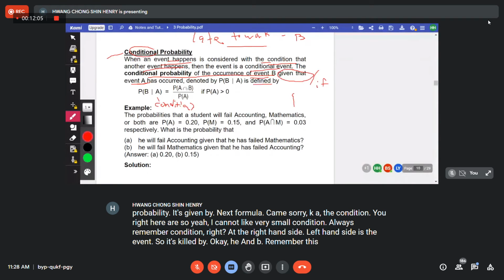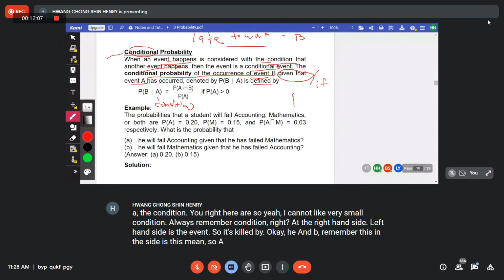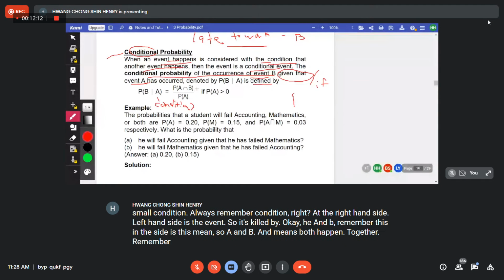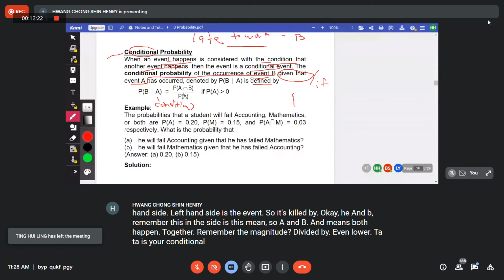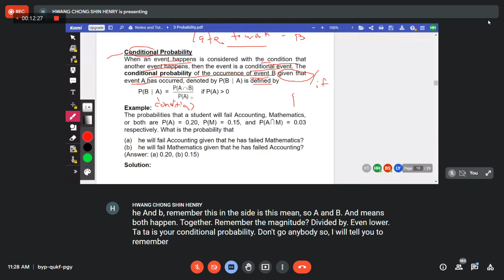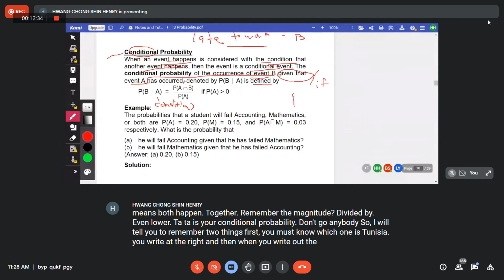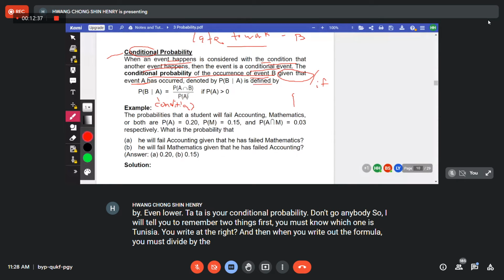Remember this intersect, what does this mean? A and B. And means both happen together. Divide by what? P(A). P(A) is your conditional probability. Don't divide by P(B). So I will tell you to remember two things. First, you must know which one is the condition. You write it at the right. And then when you write down the formula, you must divide by the conditional probability, P(A).